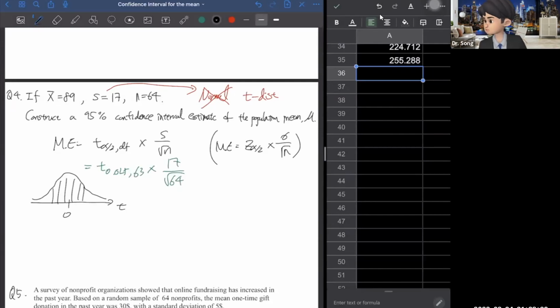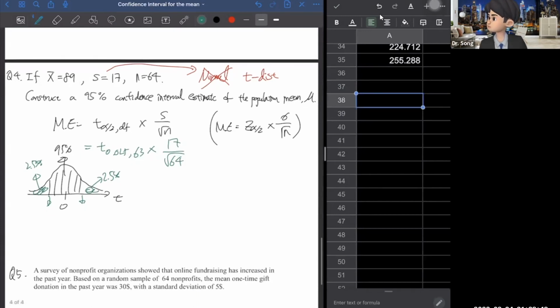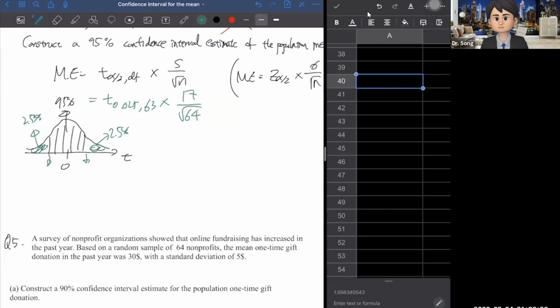This black shaded area is 95%. And here the left one is 2.5%, and the right one is also 2.5%. You can either find the negative critical value or the positive critical value, but we always use the positive critical value. So let me find the positive t critical value.